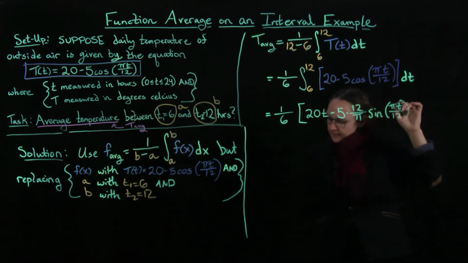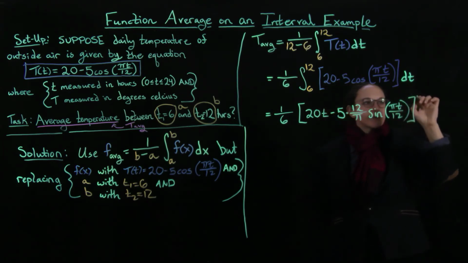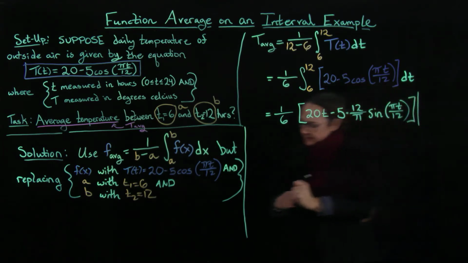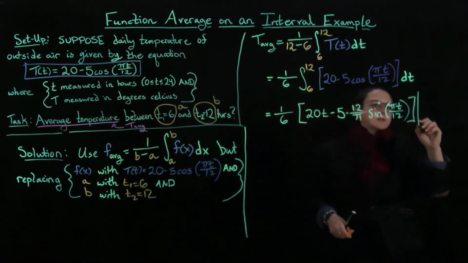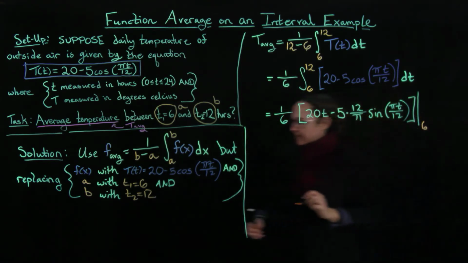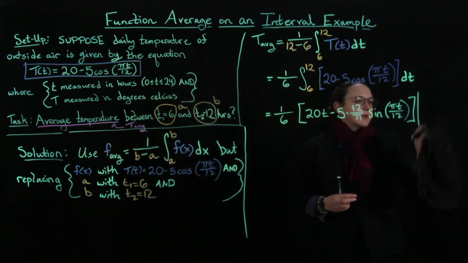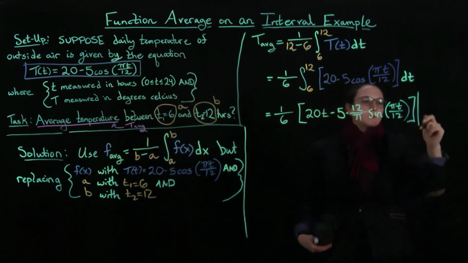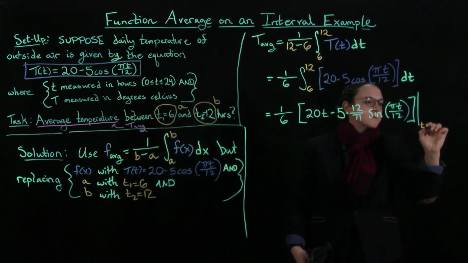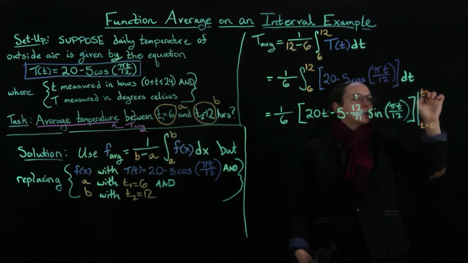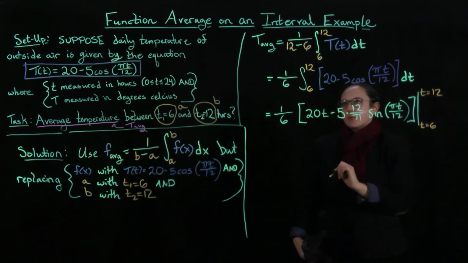And now I don't forget that I'm going to be applying this to my bounds because this is a definite integral. So I have a 6 here. And in fact, I'm going to actually write t equals. I think that can be kind of helpful here. So I'm going to have t equals 6 and t equals 12. Those are going to be the values that I'm going to put in.